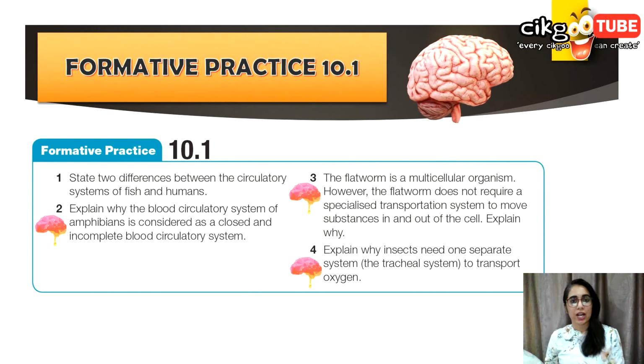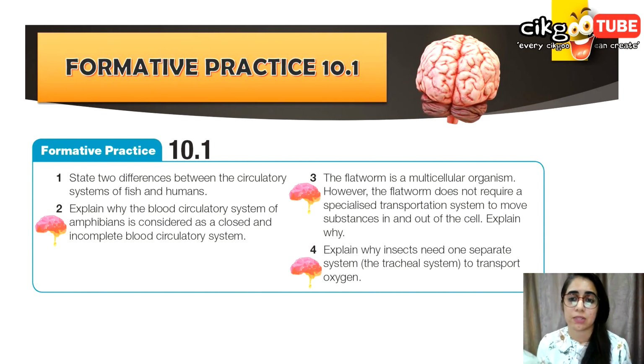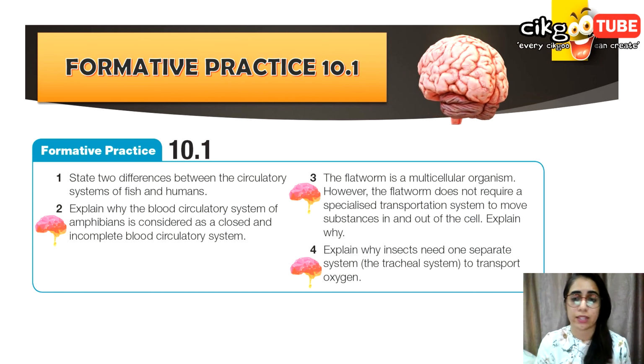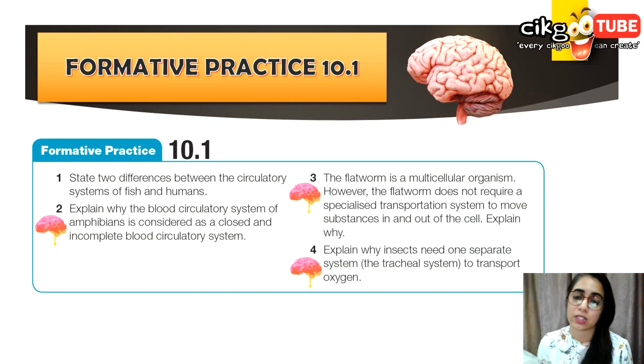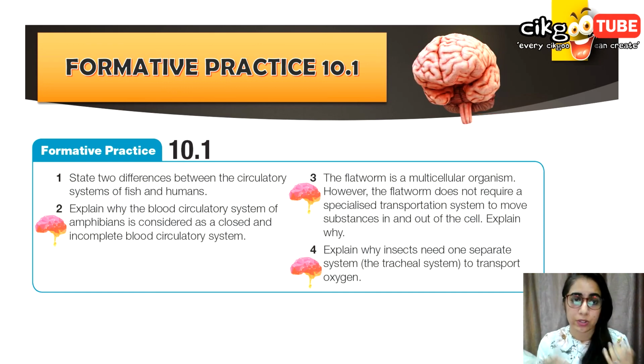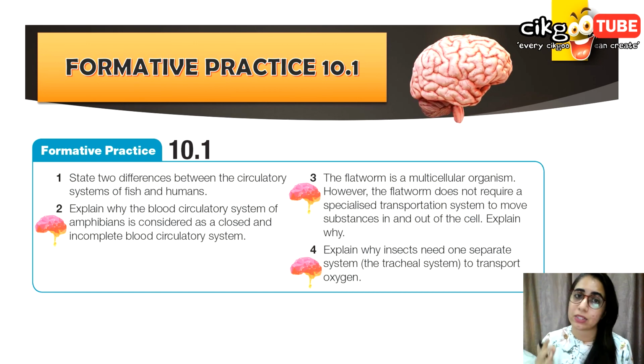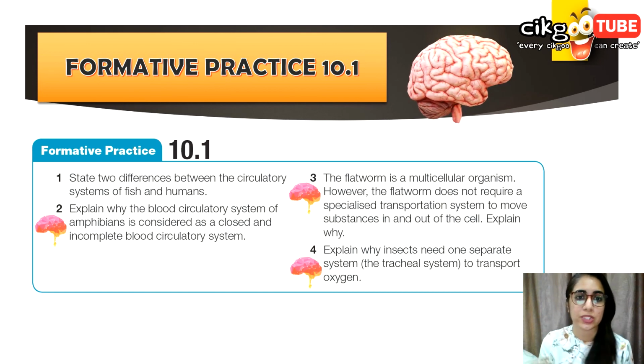Okay, with that we are done actually. So you know that for the circulatory system, we have 2 categories, the open and the closed. And in the closed circulatory system, we have the 4 main organisms that you have learned: the insect, the fish, amphibian, and also the human. So you must know the differences.